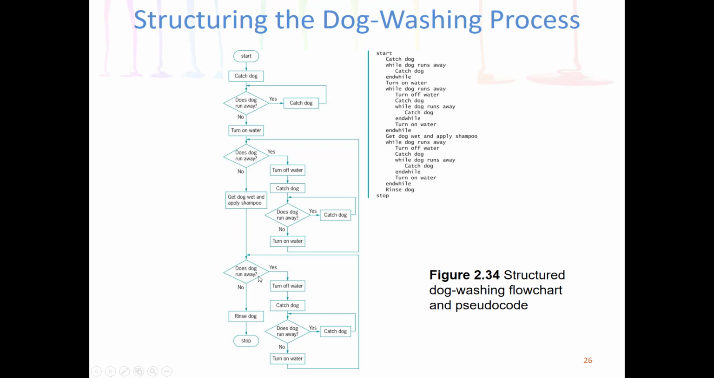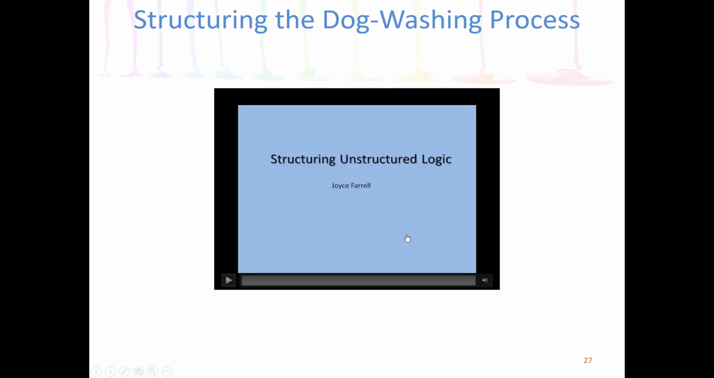Now, when you've got the shampoo on the dog, they usually don't like that either. Does the dog run away? If yes, you go back. Look at this. This is all duplicated right here. See that? Does he run away? Yes. Turn off the water, catch the dog, and so on. Does the dog run away? No. Rinse the dog, and you're done. That's it. So you can see that it's okay to repeat pieces of code in order to structure it.